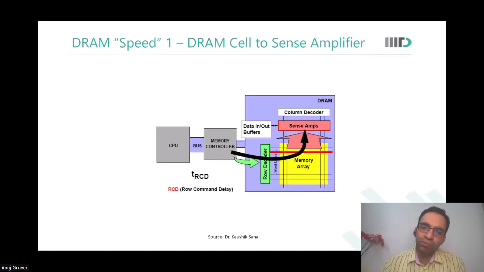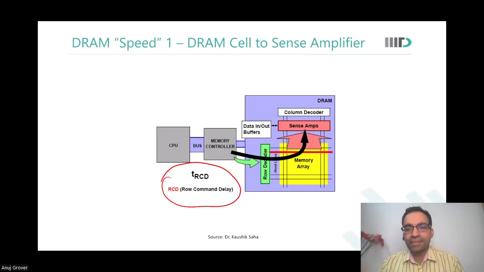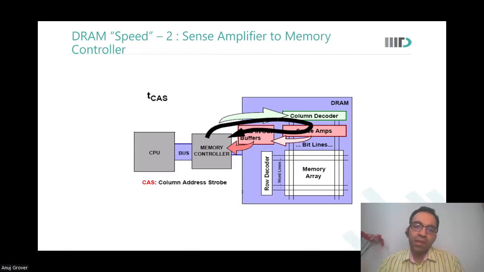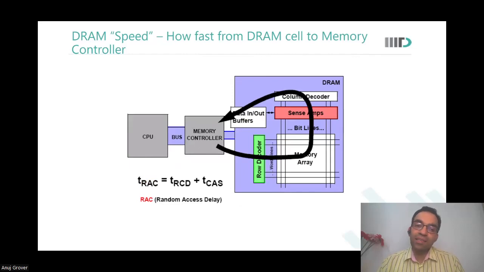If you look at it in terms of timings, there is first the row command delay, TRCD, which means the row decoders were activated, the bit lines discharged, and something was latched onto the sense amplifiers. Then you do TCAS, in which the memory controller sent the address to the column decoder, and then the sense amplifier sent back the output to the memory controller. That is TCAS. TRAC is equal to TRCD plus TCAS. Are you able to see this?